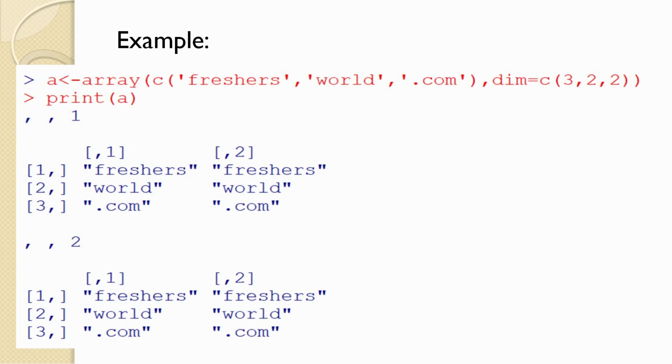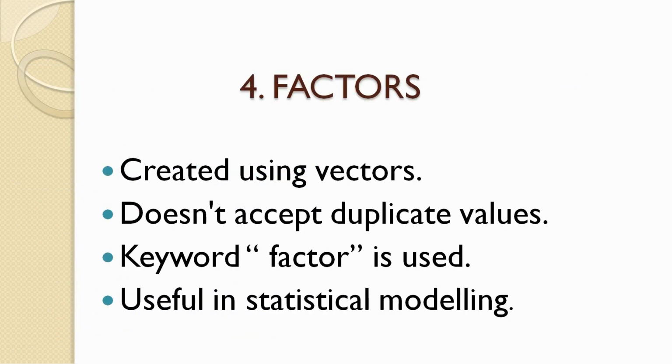As we have defined the third argument in the dimension parameter as 2, thus we get the same set 2 times. The next data type is factors. Factors is also something like vectors which doesn't accept the duplicate values or repeated values. Suppose if we want to filter a data set by removing the repeated values, then we use factors.